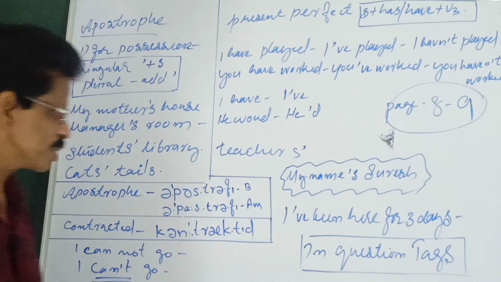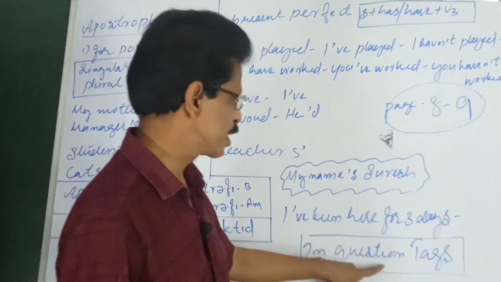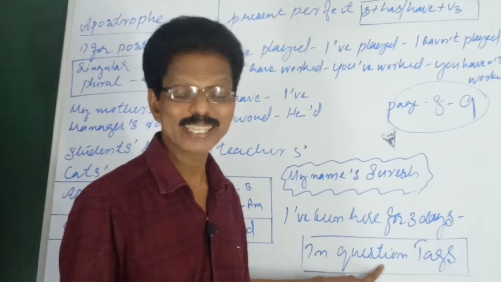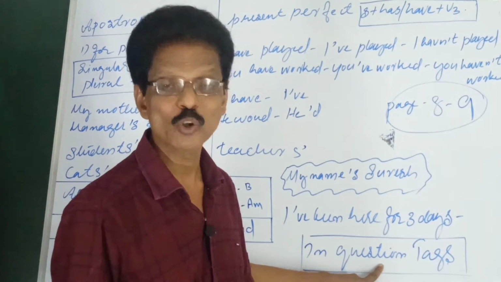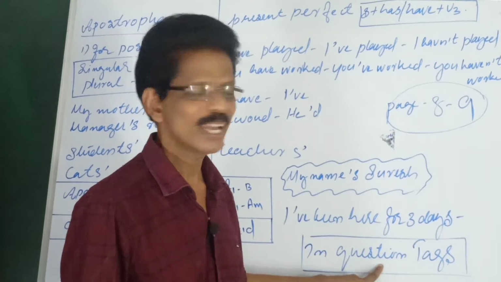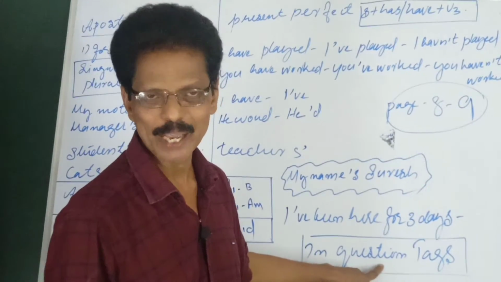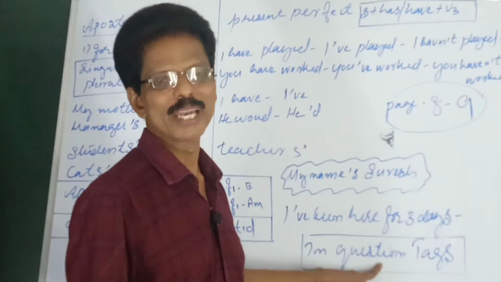Yes, then some more uses are there. In question tags, it is used. He is a clever boy, isn't he? Not "is not he," but "isn't he?" See, he works hard, doesn't he? He is a lazy fellow, isn't he?